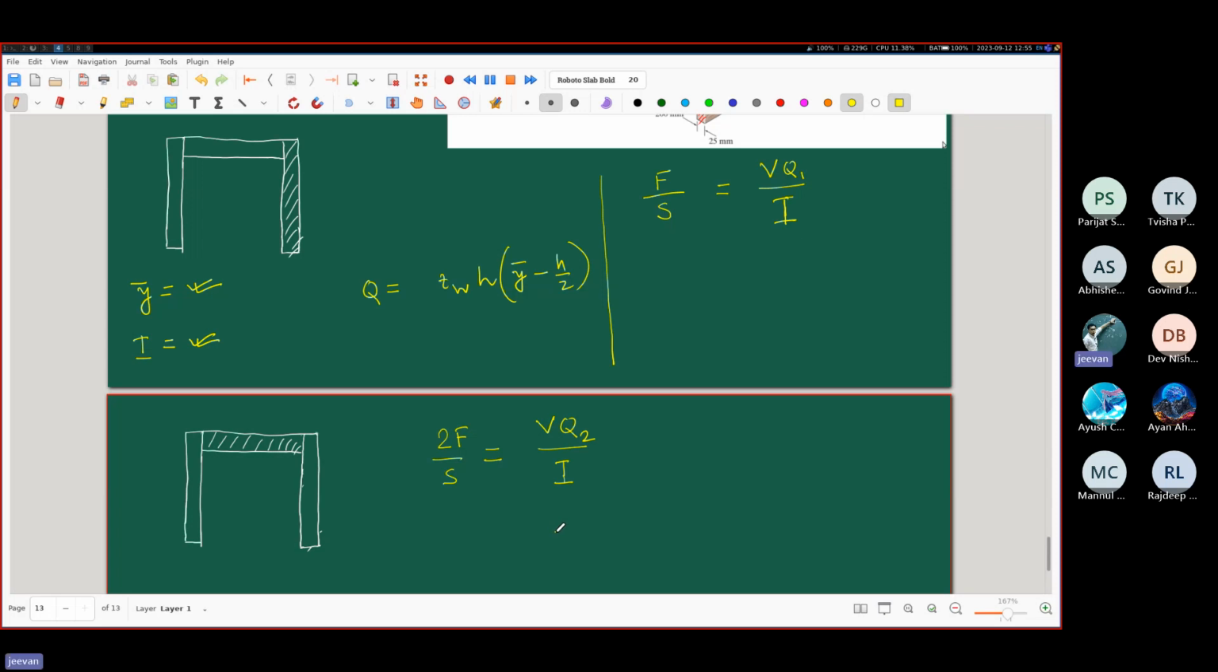If you can answer this, then all your doubts will be clear. Q2 plus 2Q1 equals 0. So 2Q1 plus Q2 is 0. Q2 plus 2Q1 will be equal to 0. Very good. And please don't worry about the signs, okay?